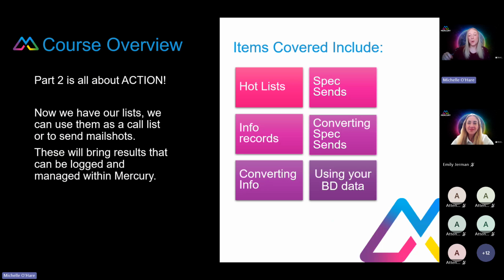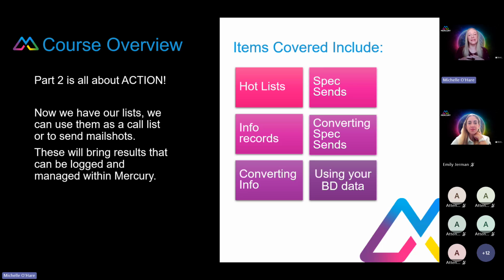So like I say, part two is all about action. Now that we have our lists, our smart lists, think about views, think about the client contact search, and think about hot lists. So three different forms of lists that all have their unique ways of working and preferences. I'll run through those as we go. We can now use them as a call list or to send mail shots. These will then bring more results. So you're going to be logging calls or running actions off of those calls, and then logging that activity into Mercury.